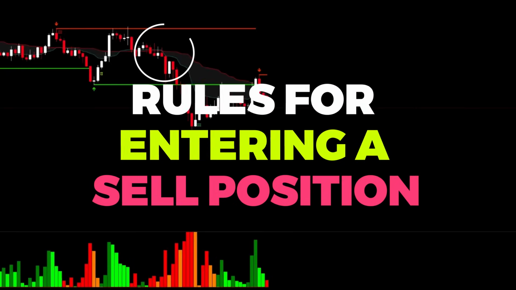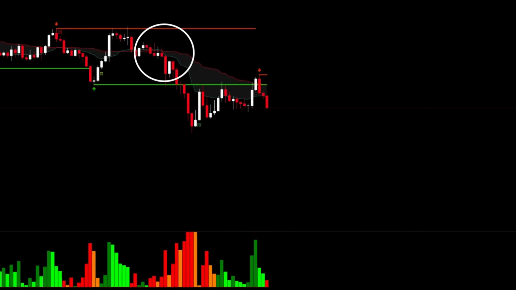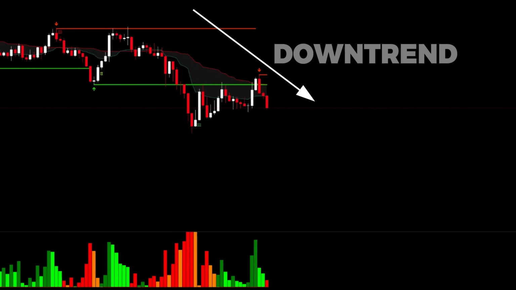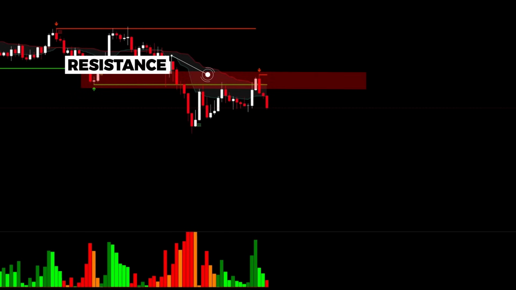Rules for entering a short position: when the green line crosses below the red line and the price is below the red cloud, it indicates a downtrend. In such conditions, we look for a selling signal around the resistance zone in the pullbacks.